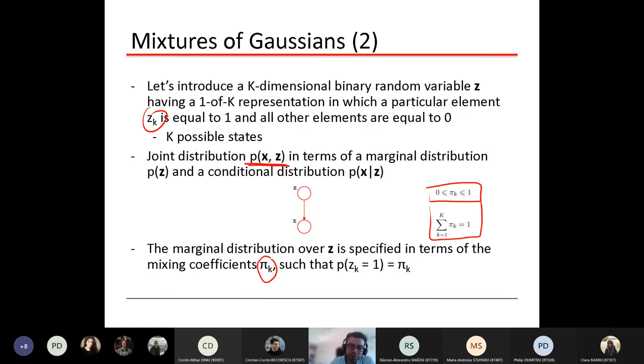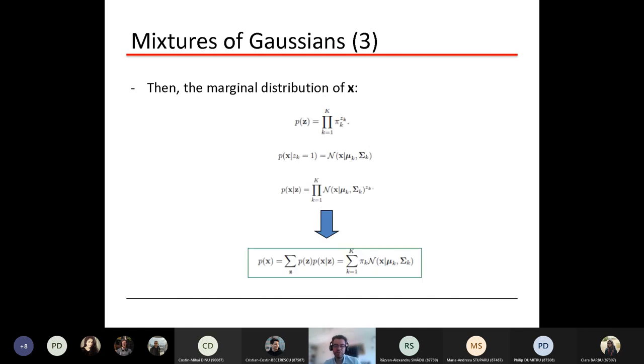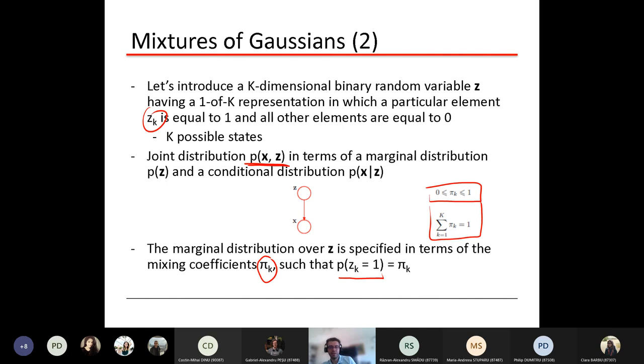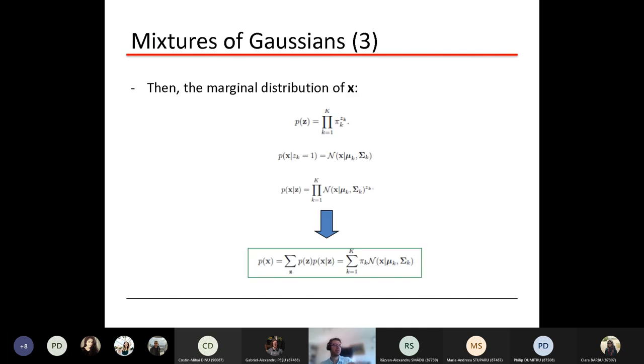These values pk, as I told you, are called the mixing coefficients, and they are actually the marginal distribution over Z. The marginal distribution is when you have a joint and you get one of the variables out. So the marginal distribution over Z is when you get X out, and P of zk equal to 1 is actually pk. So it's the mixing coefficients: how probable is it for us to pick the kth Gaussian? This is how you should interpret it. pk is how important the kth Gaussian is in the mixture. And the marginal distribution for X is a mixture of Gaussians.